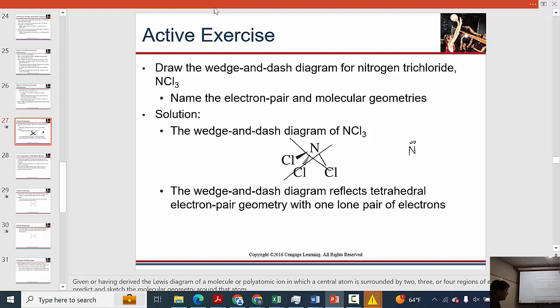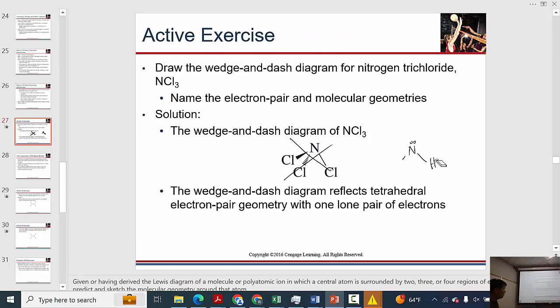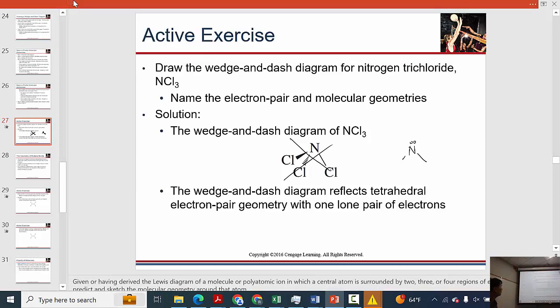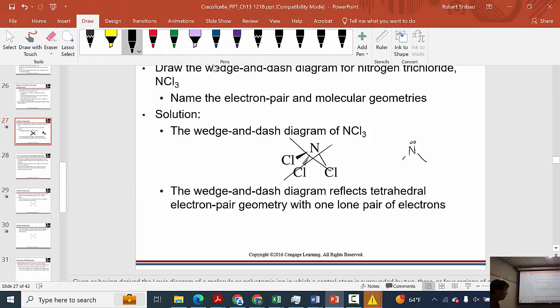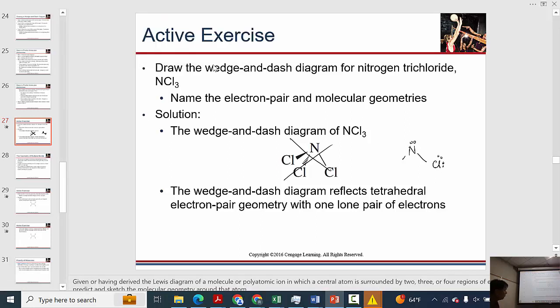I'm going to put the lone pair in the plane and one of the hydrogens in the plane. Oh, not hydrogens, this is a chlorine. Then I'm going to wedge this chlorine and then dash this chlorine here. Okay, then it's more consistent with all the rest of their drawings.